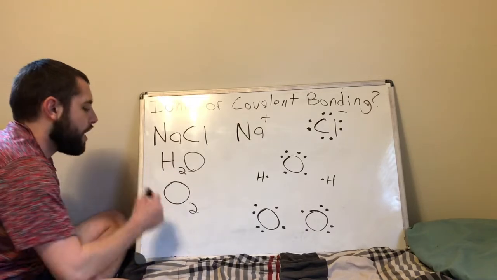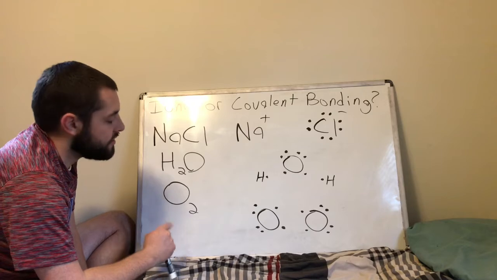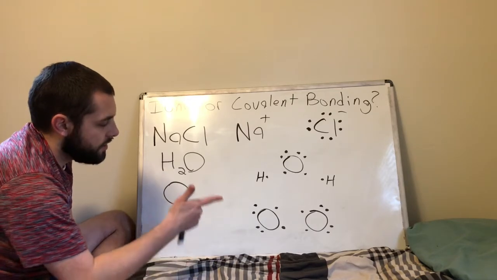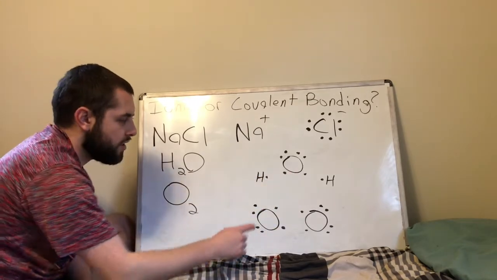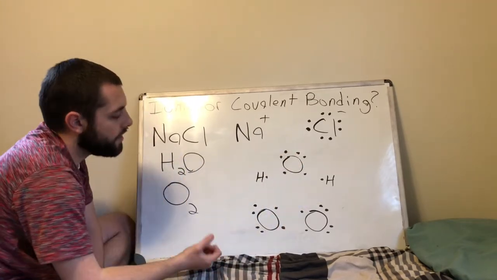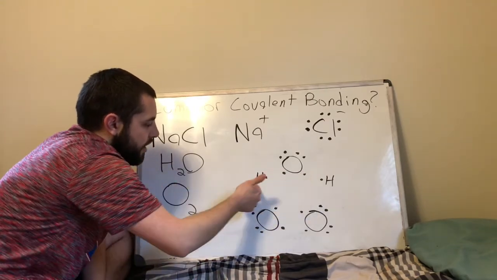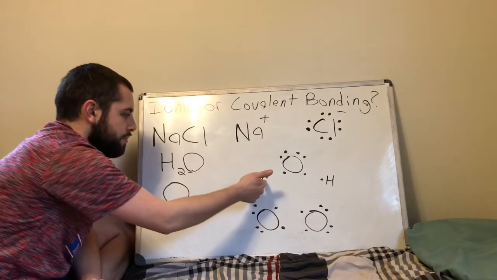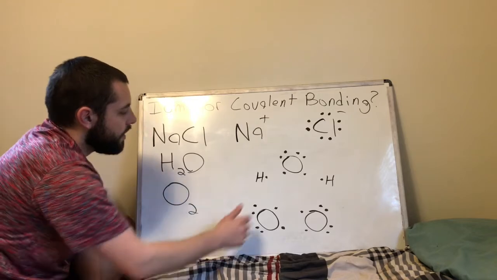Let's talk about a different type of bond. Let's talk about water. Water does not form ionic bonds. Water is going to form covalent bonds. Let's check out the Lewis dots. Oxygen, we did this one already, it's got 6 valence electrons. Hydrogen only has 1 valence electron. I've got 2 of them, H2, but each one only has 1 valence electron.